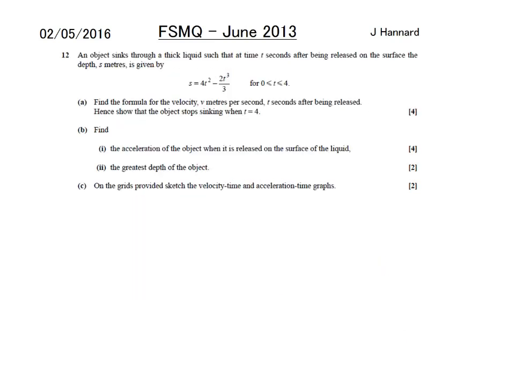Question 12 then. An object sinks through a thick liquid such that at time t seconds after being released on the surface, the depth s meters is given by that. So find a formula for velocity. The relationship between displacement and velocity is differentiation. So we differentiate s with respect to t, and we get that. Power to the front, take 1 off the power. We want to find the velocity when t equals 4, so we'll let t equal 4, and it's going to be 32 minus 32, which is 0, so we've shown that it's stopped sinking.